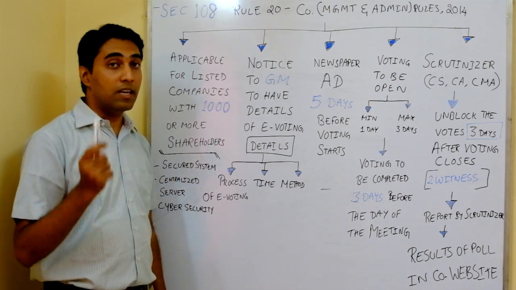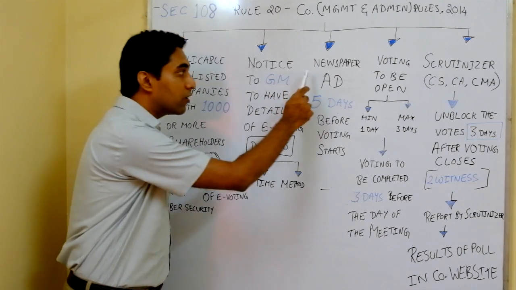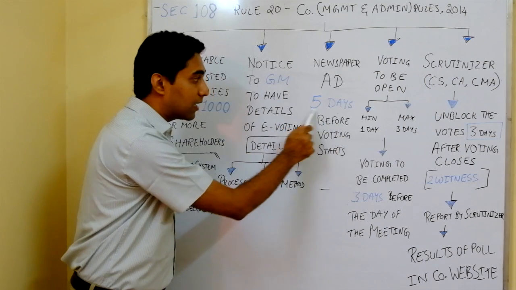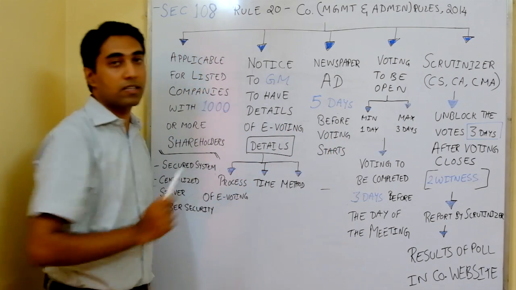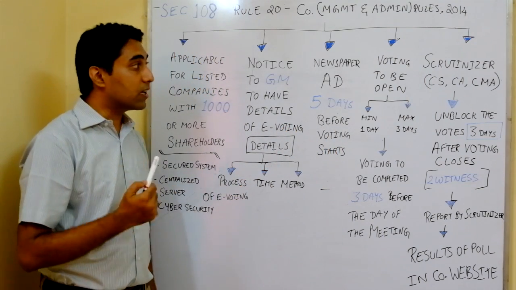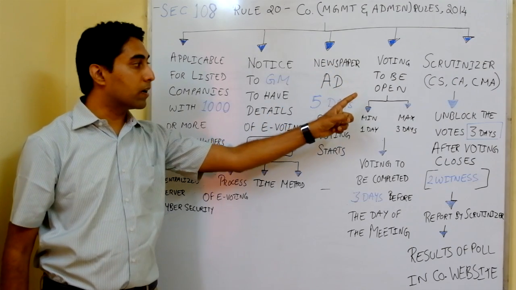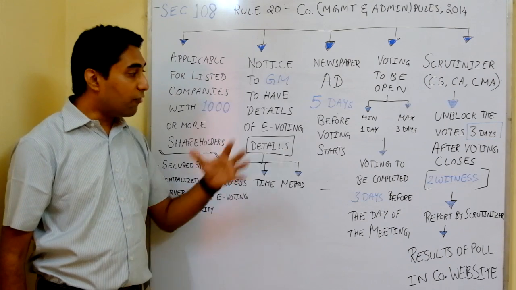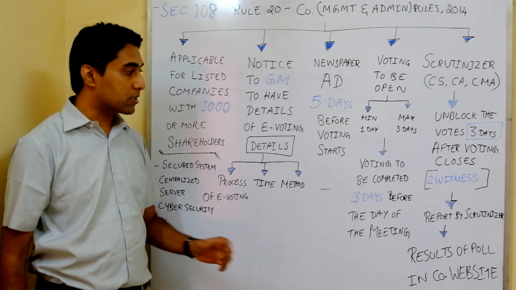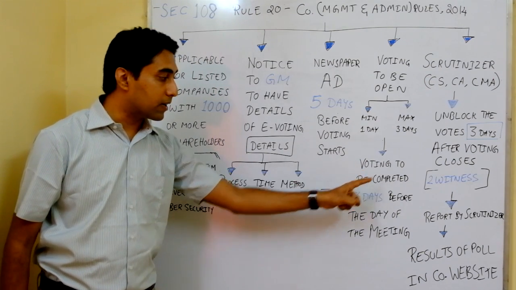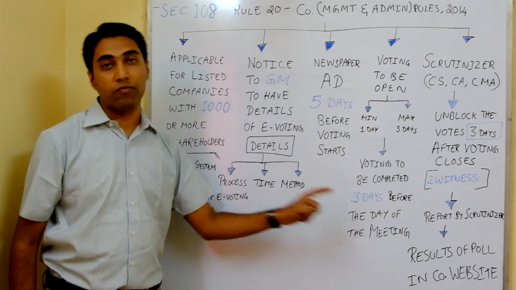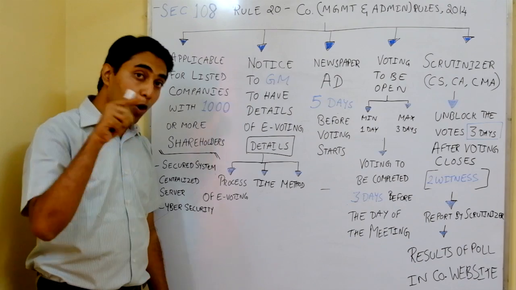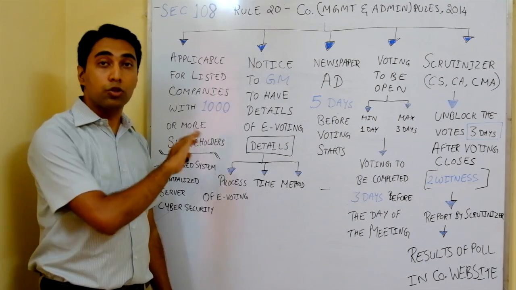Next, after this, in voting by electronic means, we should have a newspaper advertisement at least 5 days before the voting starts. And after this, the voting has to be open for a minimum of 1 day and a maximum of 3 days. After the voting is open, what we should ensure is that the voting should be completed 3 days before the day of the meeting. So whenever we are having the general meeting, at least 3 days before the general meeting, the e-voting should be completed.